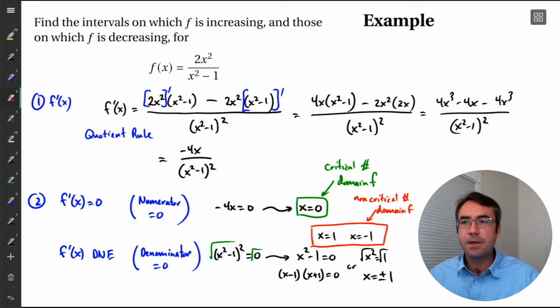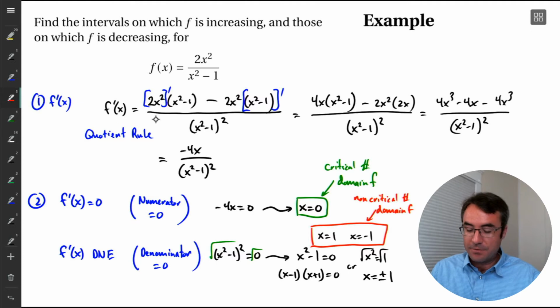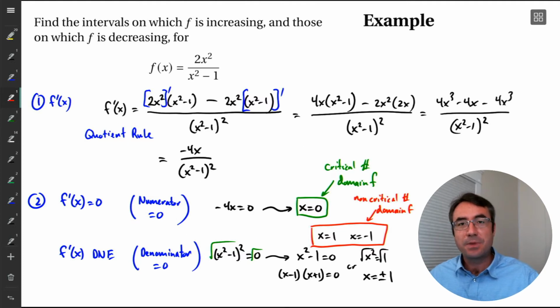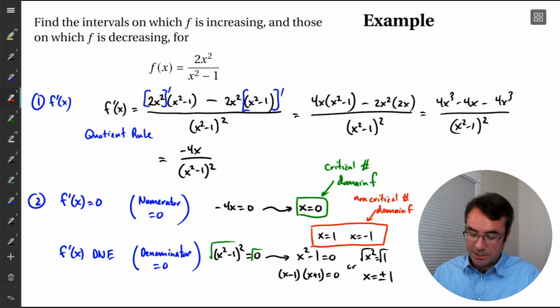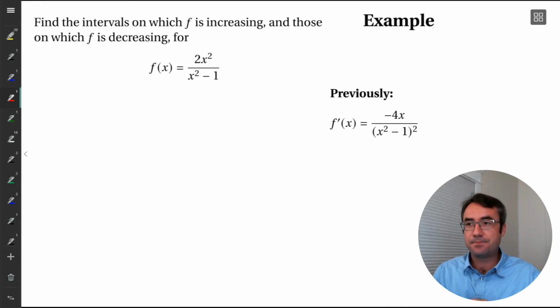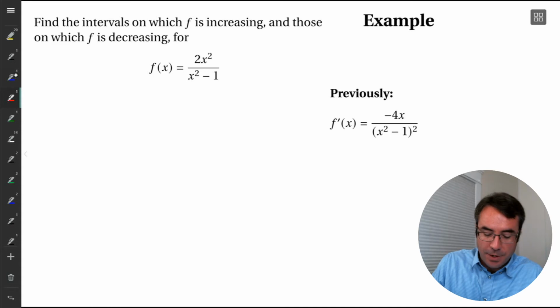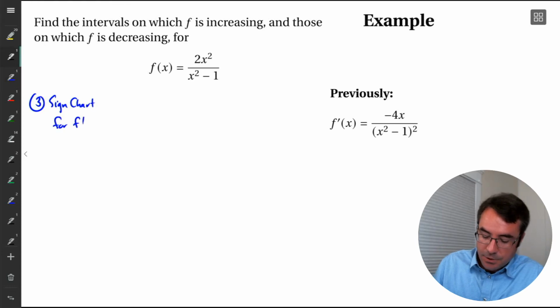All right. So the hard work is done. Finding the derivative, simplifying the derivative, and then solving these equations. Now we need to set up our sign chart. So let's do our sign chart. Step 3, we're going to do our sign chart for f prime. So this means we're going to draw our number line.